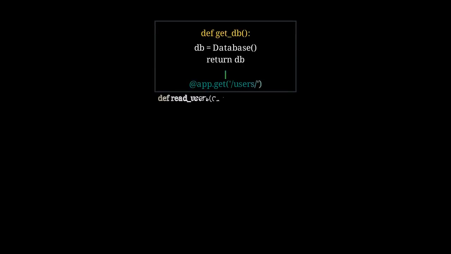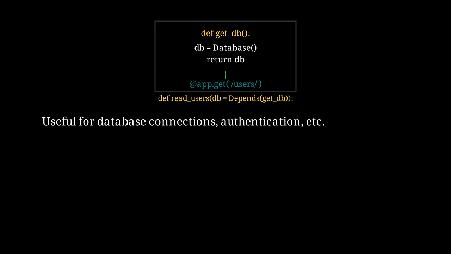FastAPI has a powerful dependency injection system for sharing logic and resources. You can define dependency functions that FastAPI will automatically call and inject into your route handlers using the Depends function. This is incredibly useful for managing database connections, authentication, configuration, and other shared resources.